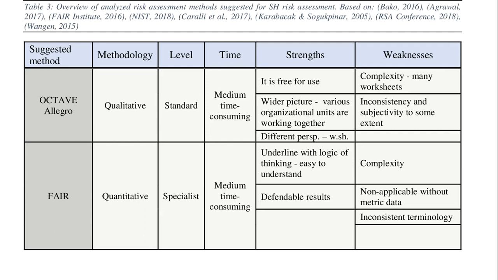Next one is weaknesses. Again it's complexity, and it's not applicable without metric data. If you are not able to generate some parameters or metrics, this model cannot be used. And again it's inconsistent with some other models. So this is all about the difference between OCTAVE and FAIR.